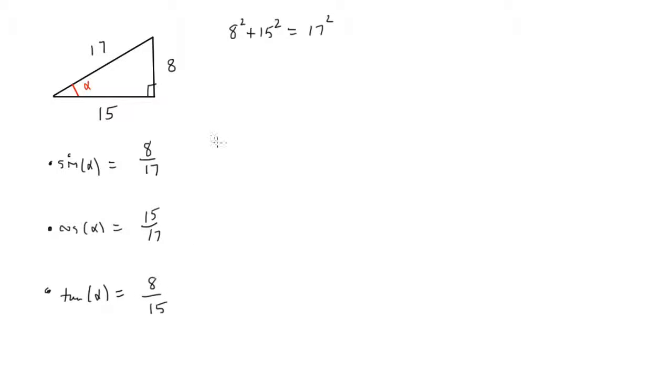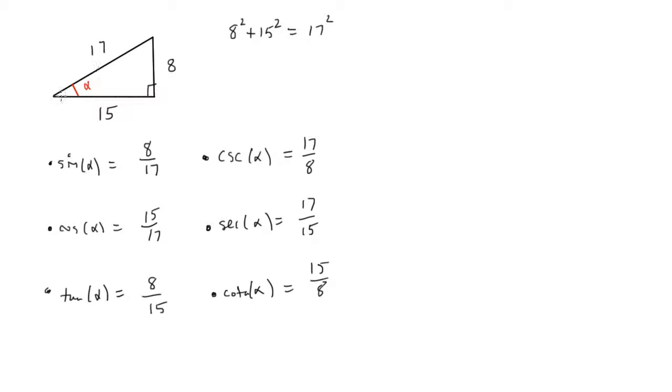And then the three other ones: sine goes with cosecant, and I'm really sorry that that's the way we've named them. It would make more sense for cosine and secant to go together, but that's not the way it is, sorry. Anyway, cosecant of alpha is just the reciprocal of sine, so that's 17/8. All I did was flip this one over, and then ditto here. Secant of alpha is 17/15, just the reciprocal of cosine, and then cotangent of alpha is 15 over 8.